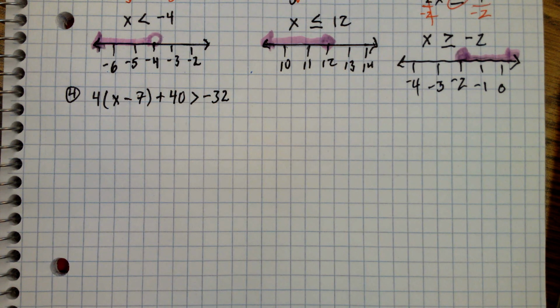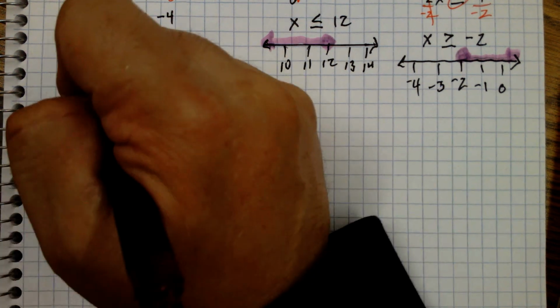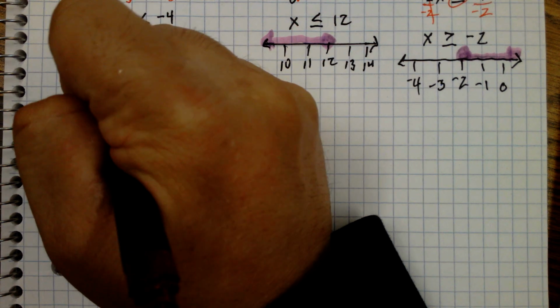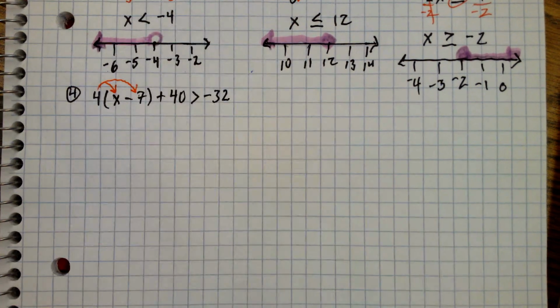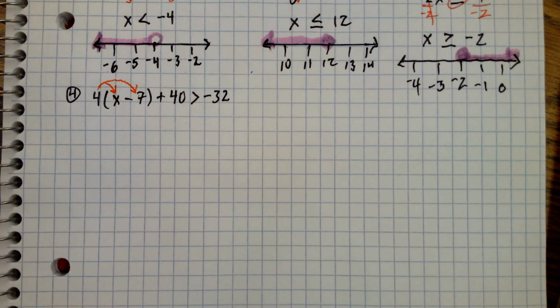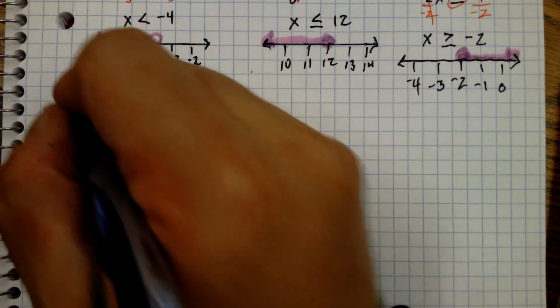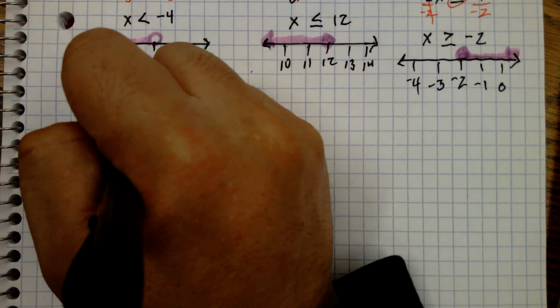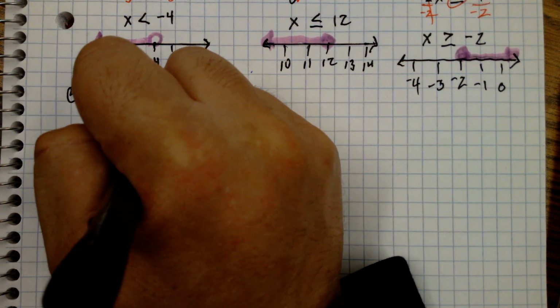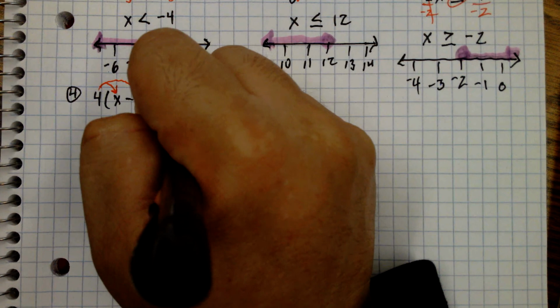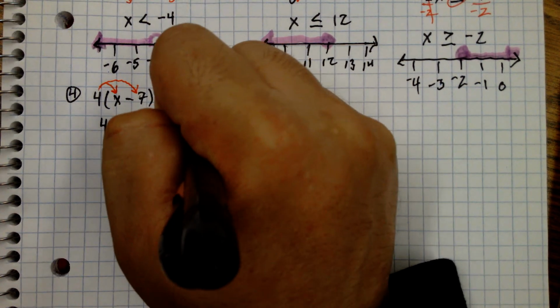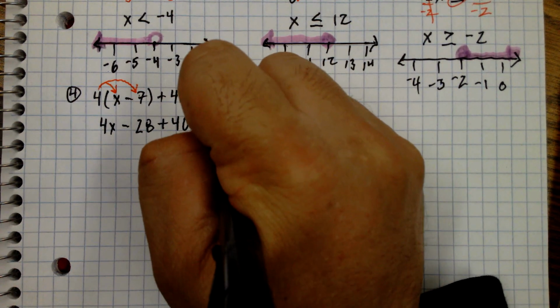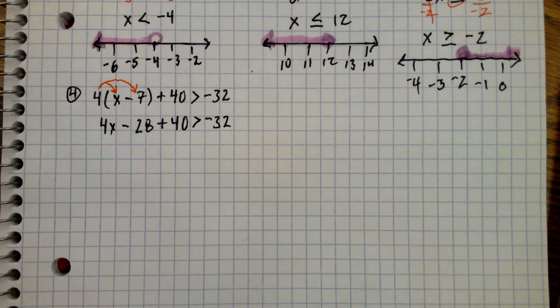And we're going to just follow the steps that we would normally follow, which means distribute the 4 first. So that's going to give us 4x minus 28 plus 40 is greater than negative 32. Okay? So far, so good? Okay. What's our next move?